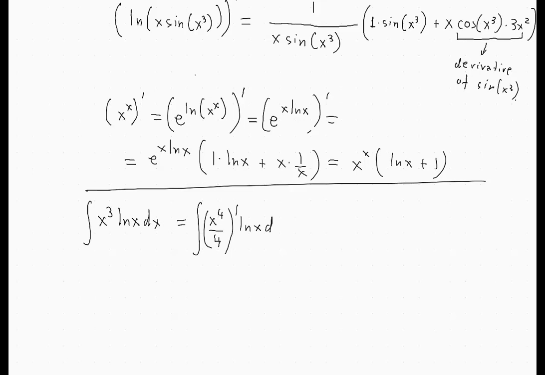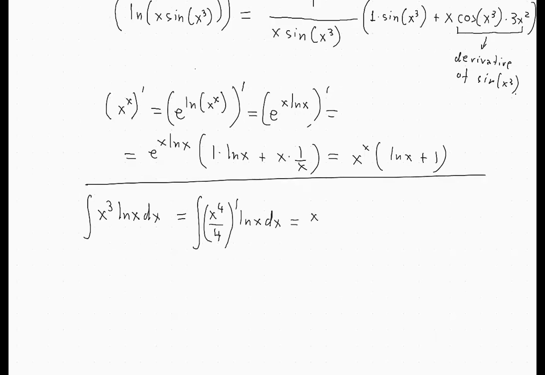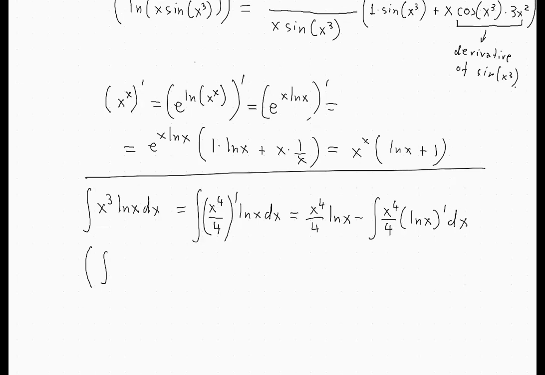And this is going to become x to the 4th over 4 ln x minus, and now, according to the formula of integration by parts, you need to take the derivative of ln x. Okay, so we should all remember that the formula of integration by parts is the integral of f prime g is fg minus the integral of fg prime, which is exactly what we just applied. Right, let's finish this off.